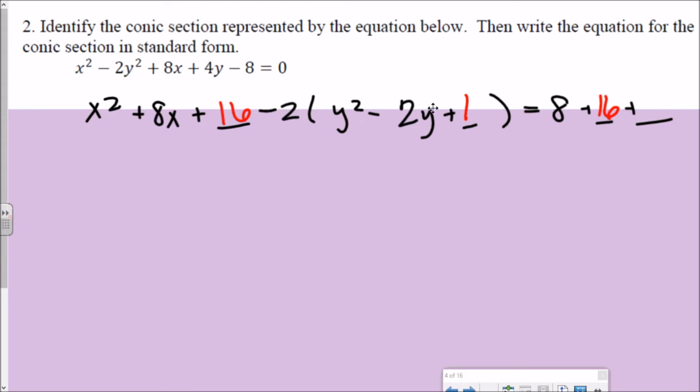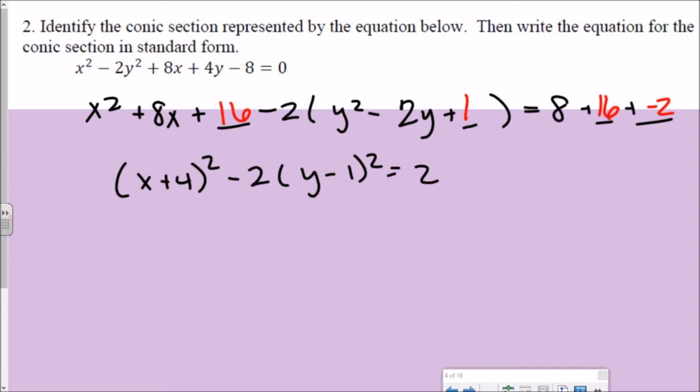Because what have I really done to this whole side? I've added a 1 inside of the parentheses, but imagine if I were to distribute, what if I added to this whole side? I've added a negative 2. So I need to add a negative 2 over here. So that is overall going to give me x plus 4 squared minus 2 times y minus 1 squared is equal to, and then what do we have here? We have 6 plus 16, so that's 22.